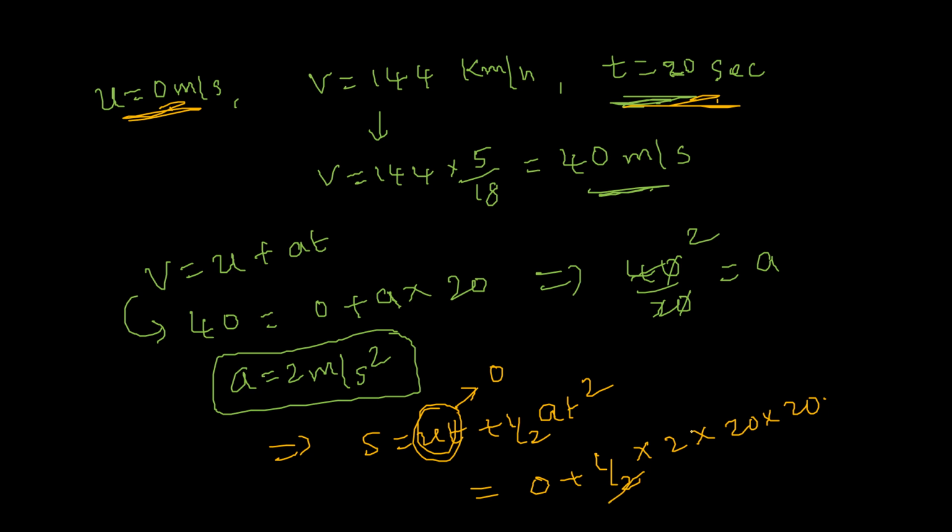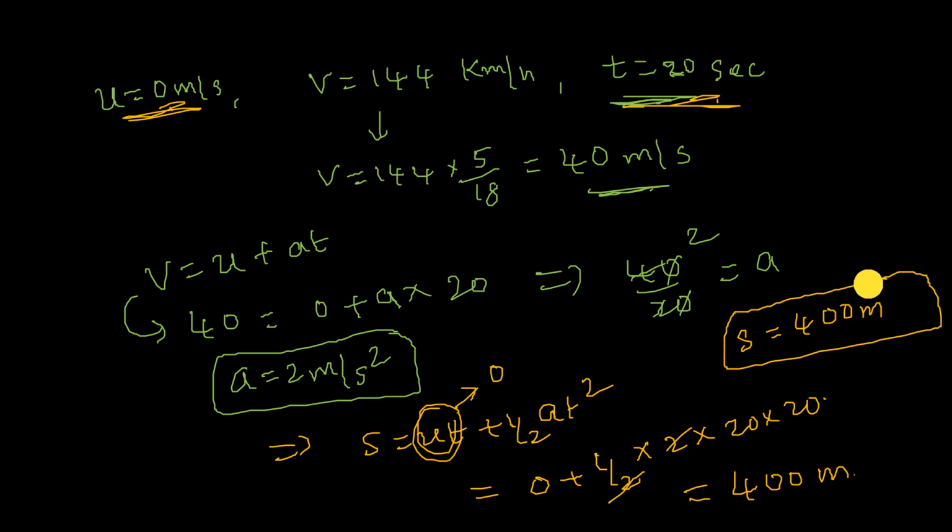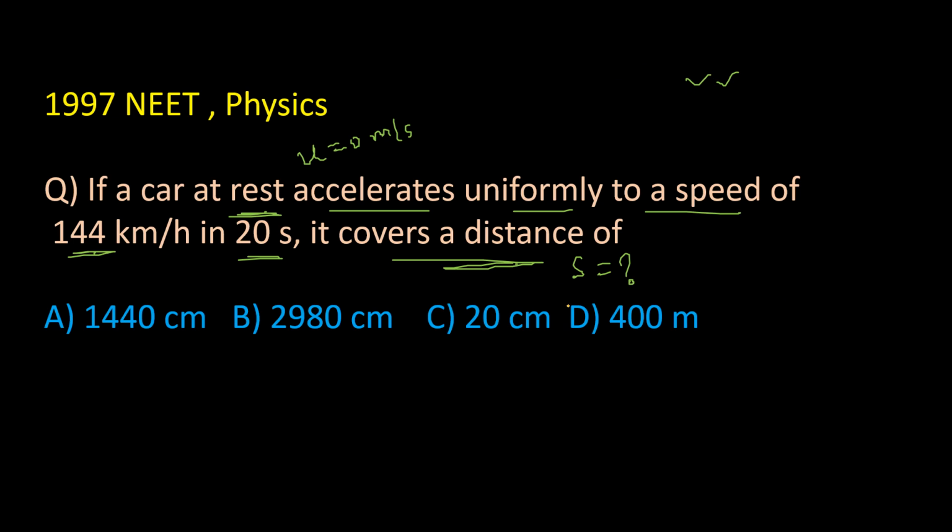So this 2 gets cancelled. So if you multiply 20 into 20 you will get 400 meters. So the answer is s equal to 400 meters. That's the answer. So we'll check the answer.